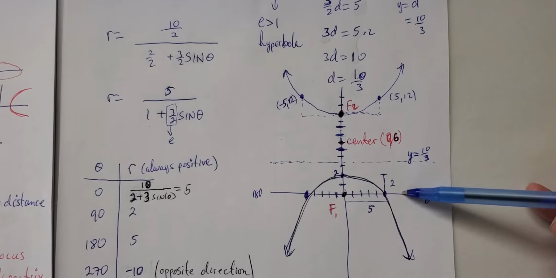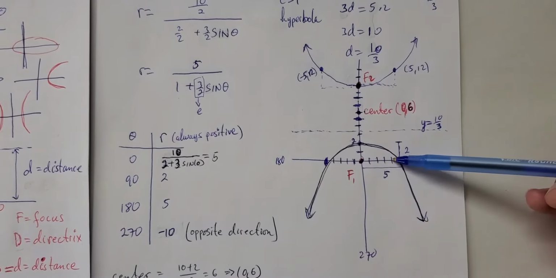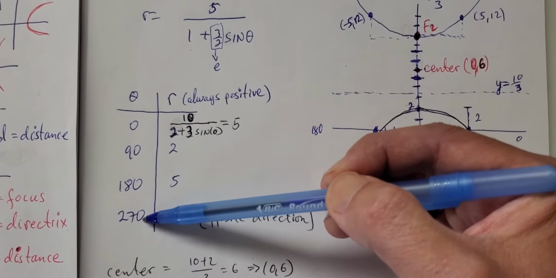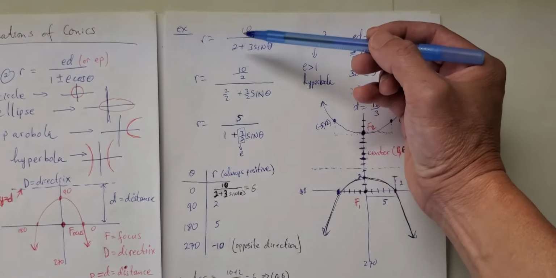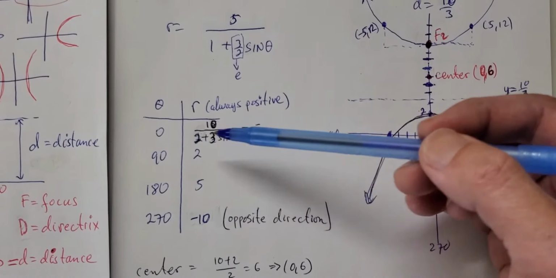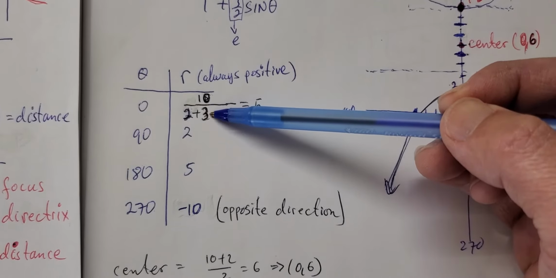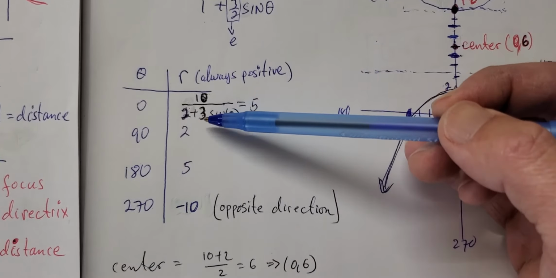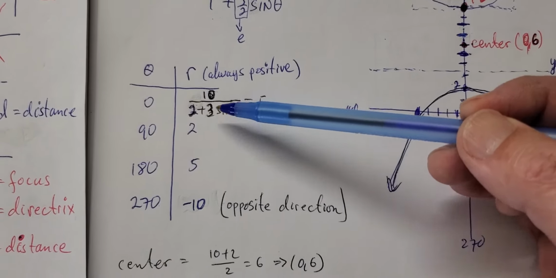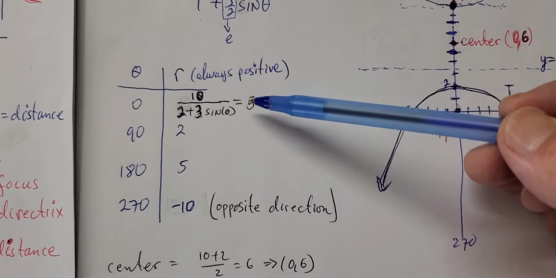All right, next we need to use these degrees to find our points. Again, use 0, 90, 180, 270. Plug them into the original equation, which is here. Put 0 in, sine 0 is 0. 0 times 3 is 0. 2 plus 0 gives me 2. 10 divided by 2 is 5.